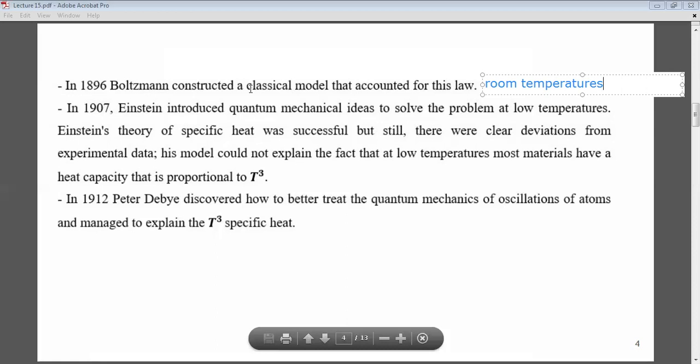Okay, now in Einstein, we will see together what is his model. But in reality, at low temperatures, for most materials, the heat capacity was proportional to T cubed. So that's where Einstein's model did not work. Then in 1912, Peter Debye discovered how to better treat the quantum mechanics of oscillations of atoms and managed to explain the T cubed specific heat. What we are going to discuss now in this lecture is thermal energy and lattice vibrations, and then we will focus on Einstein's model and we will leave the Debye model to another lecture.